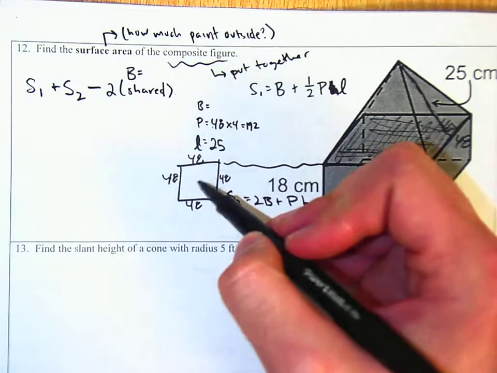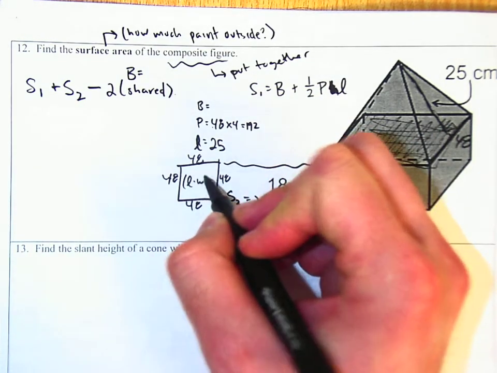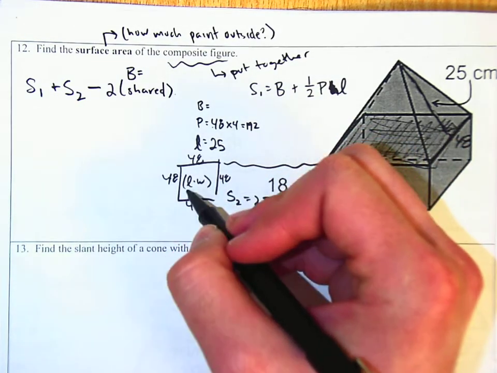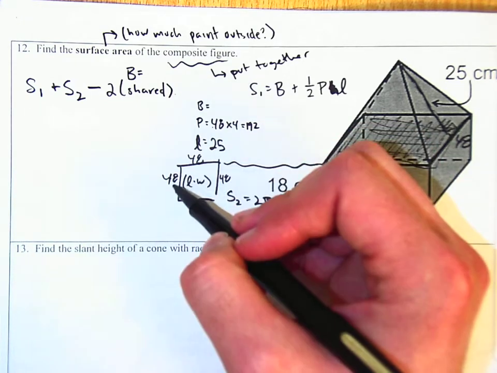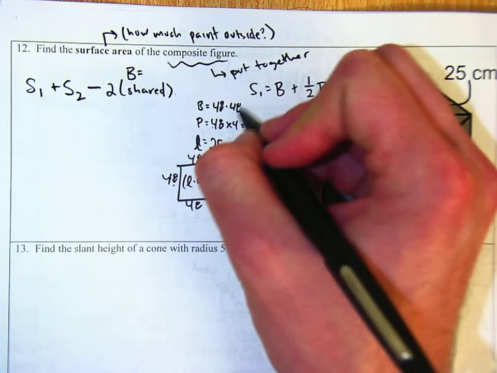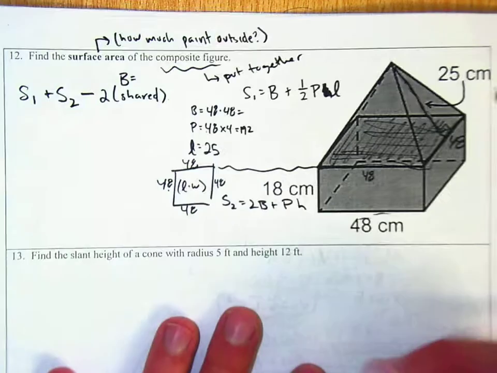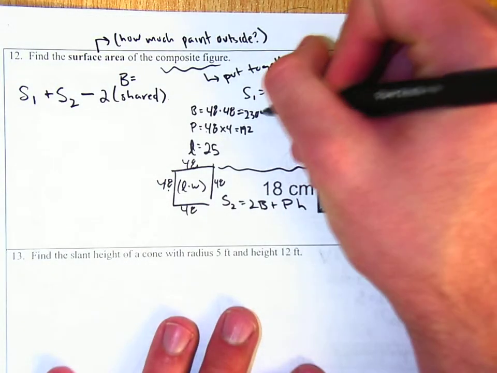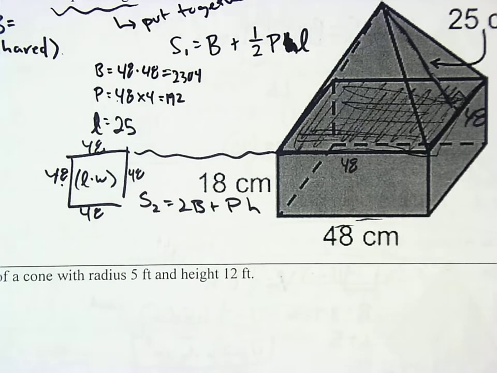Well, what about the base? The base is a square, and I know that the area of a square is just length times width, or side times side, which is 48 times 48. That's going to equal a really big number, and that's why I think this particular problem is a little difficult on this worksheet. But on the test, the numbers will be a little smaller, so it'll be a little easier to handle.